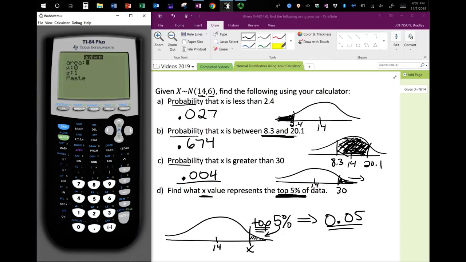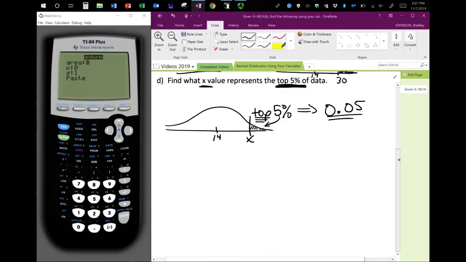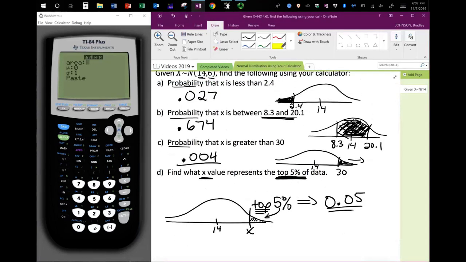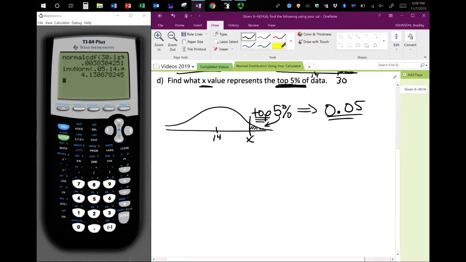Now, you may be tempted to put 0.05. But let me show you what happens if you do that. This will be wrong if you put in 0.05. You will be incorrect here. So if you see, notice 0.05 really gave you an X value of 4.13. You see how that's really representing what is right there. That would really represent the lower part. As you can tell, we want an X value greater.